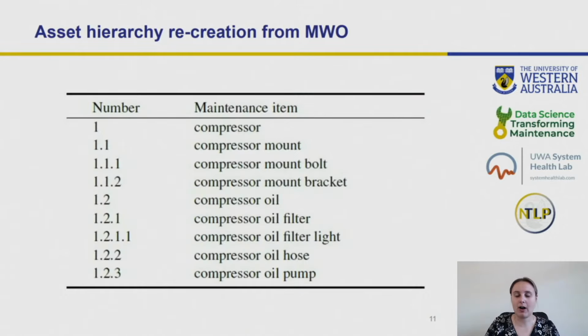When developing our item detection module, we found that if we sorted the extracted maintenance items alphabetically, we could then start to reconstruct the asset hierarchy from the maintenance work order text. For example, if we have a compressor, the item tagging module was able to detect lower level items such as compressor mount and compressor mount bolt. This was just another interesting lesson that we learned from this tagging exercise.